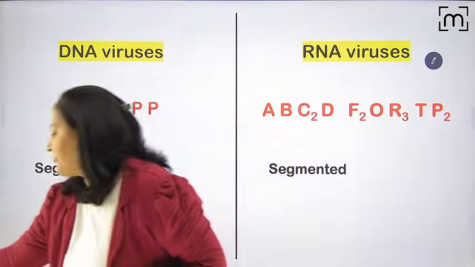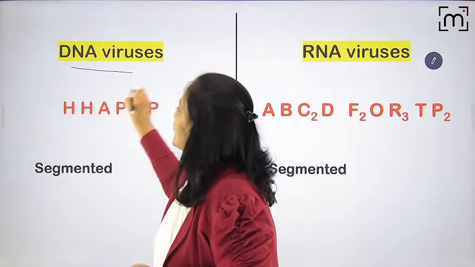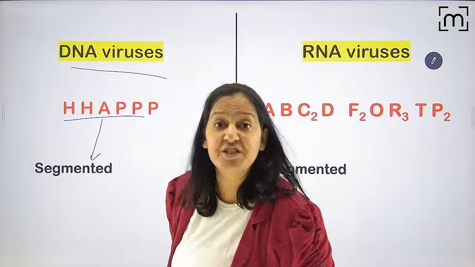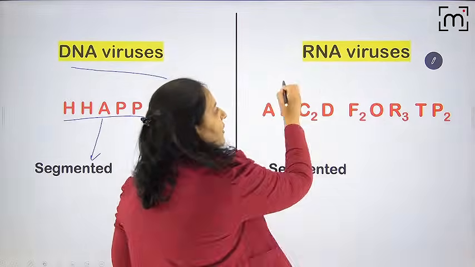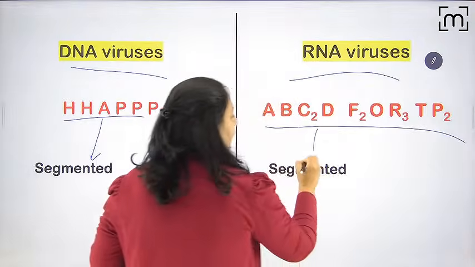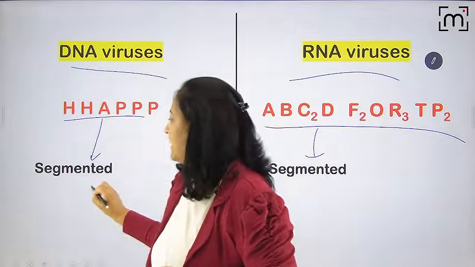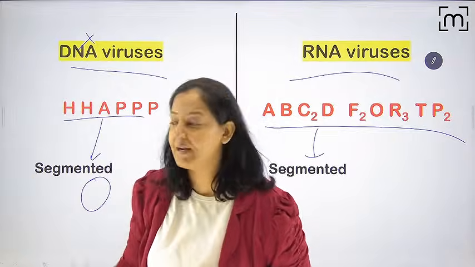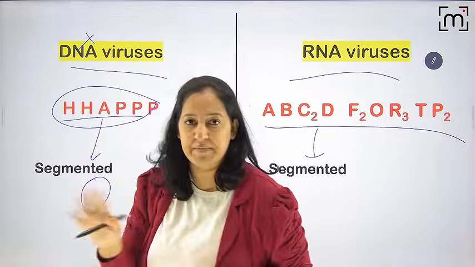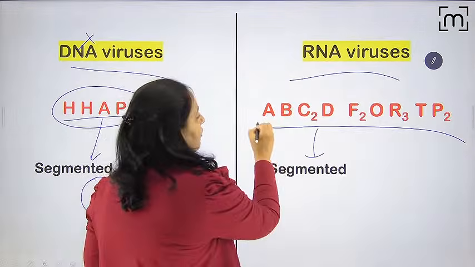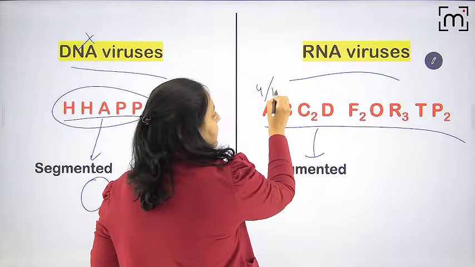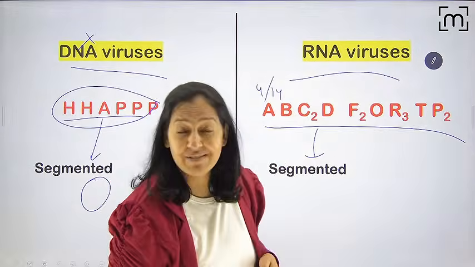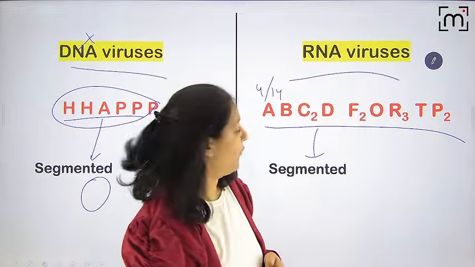Now the next concept. Out of the 6 DNA viruses, how many have a segmented genome? And out of the 14 RNA viruses, how many have a segmented genome? Here the answer is 0. None of the DNA viruses have a segmented genome. They all have a complete genome. They are not in pieces. But out of the 14 RNA viruses, 4 of them have a segmented genome.